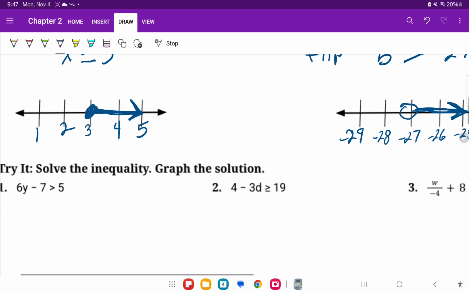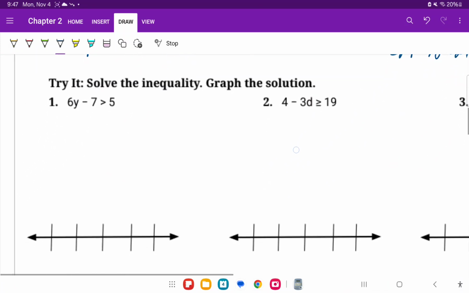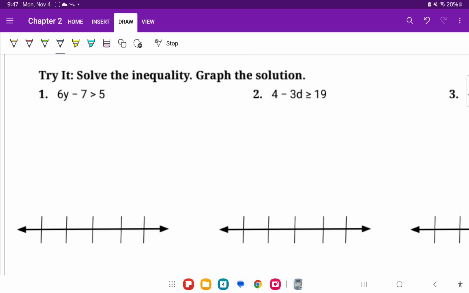Okay, we're going to do a few more here. And I want you to try some of these on your own. And we'll come back and do them together.